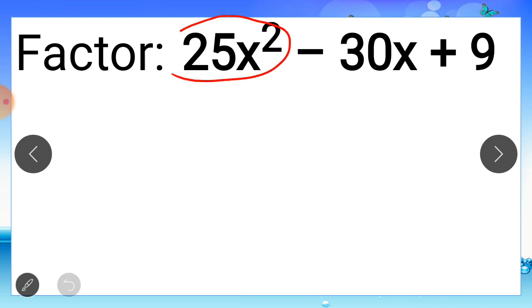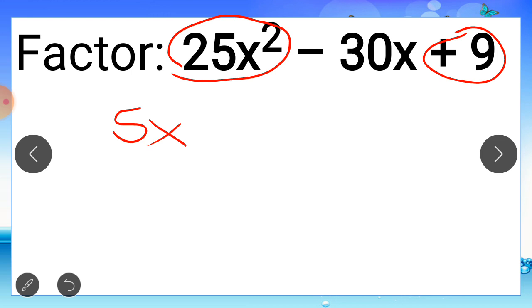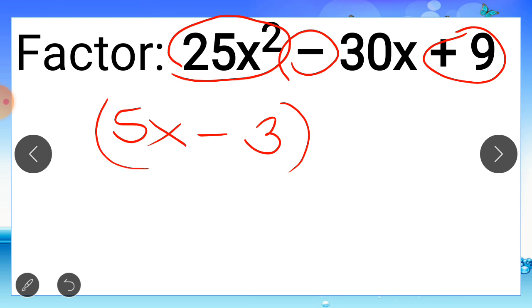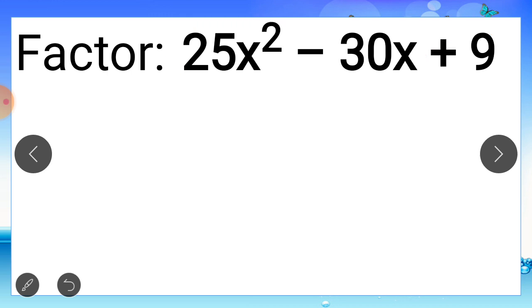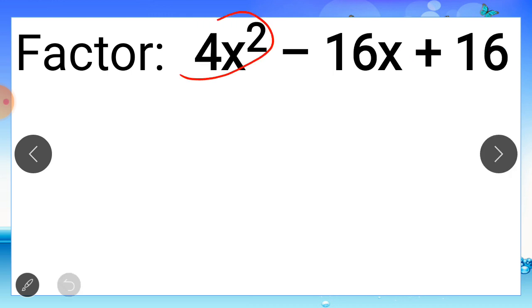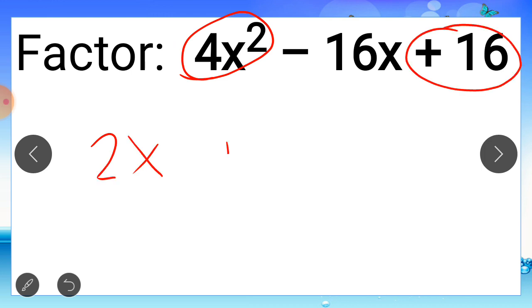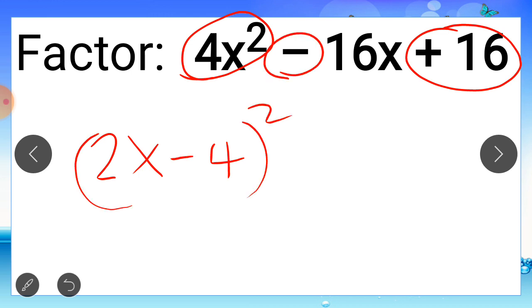Next, square root of 25x squared, 5x. 5x times 5x, 25x squared. Square root of 9, 3. Then sign of the middle term, negative. So the factors are 5x minus 3 times 5x minus 3. Next, square root of 4x squared is 2x. Square root of the last term, that is 4. Sign of the middle term, negative. So 2x minus 4 times 2x minus 4 equals 4x squared minus 16x plus 16.